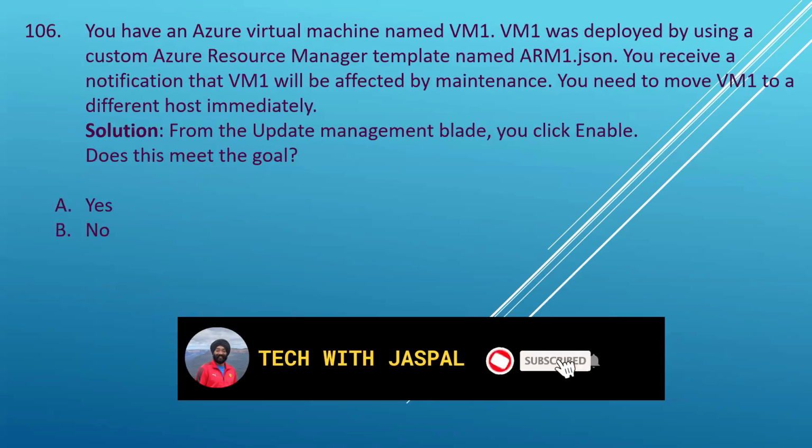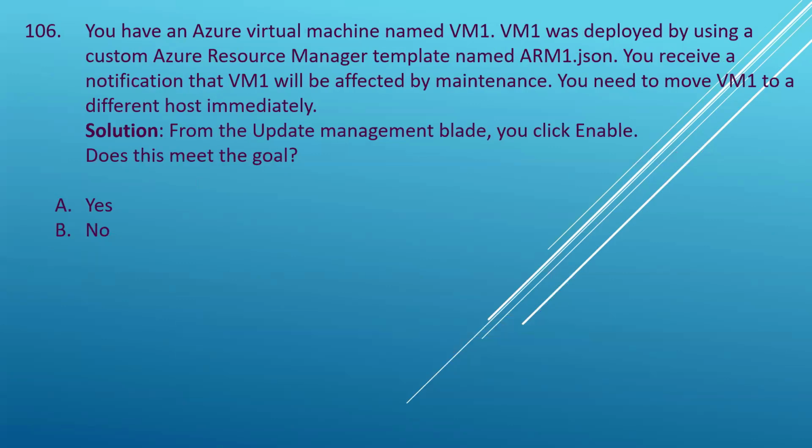Next question. You have an Azure virtual machine named VM1. VM1 was deployed by using a custom Azure Resource Manager template named arm1.json. You receive a notification that VM1 will be affected by maintenance. You need to move VM1 to a different host immediately. The solution you provide is from the update management blade, you click enable. Does this meet the goal? You need to choose between yes or no.